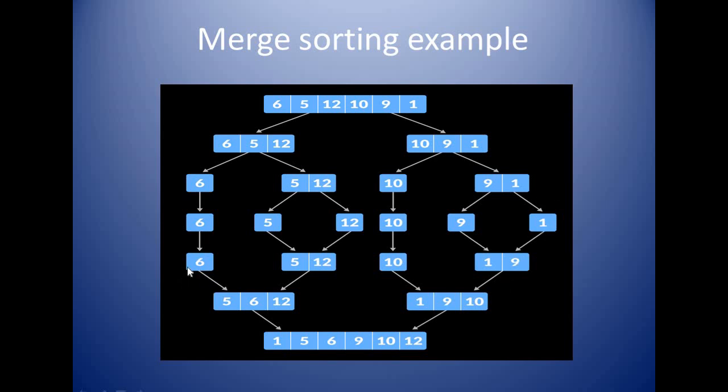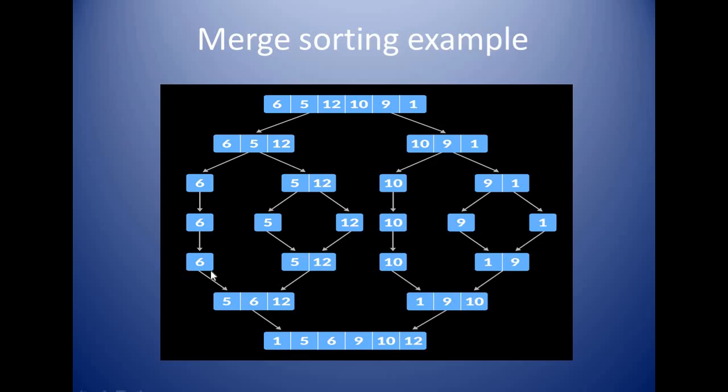For example, the first one is 6, already placed. For 5 and 12, they are already in ascending order, so we arrange 5 and then 12. The 10 is in order, so we put 10 as it is. Then 9 and 1: comparing 9 and 1, 1 is the smallest element and 9 is the largest, so we arrange them in ascending order. Again we are merging the elements. First we subdivide the task and finally we merge it. That is called merge sorting. Finally we have to arrange the elements in ascending order.